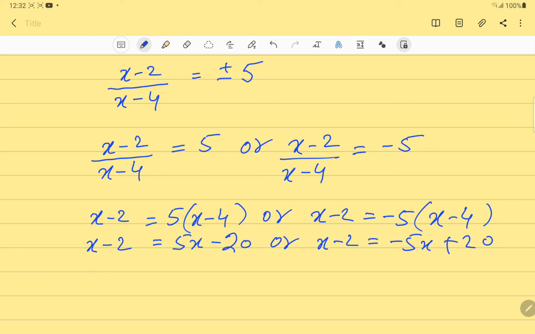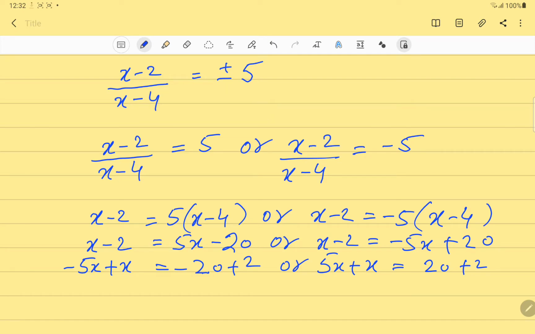Now we will separate terms with the x on the left side and without x on the right side in both the equations. So what we will be doing, we will bring 5x on left side, so it will become minus 5x, and we will take minus 2 on the right side, so it will become plus 2. Same thing we will be doing here. When we will bring minus 5x on the left side, it will become positive 5x, and when we take minus 2 on the other side, it will become plus 2.